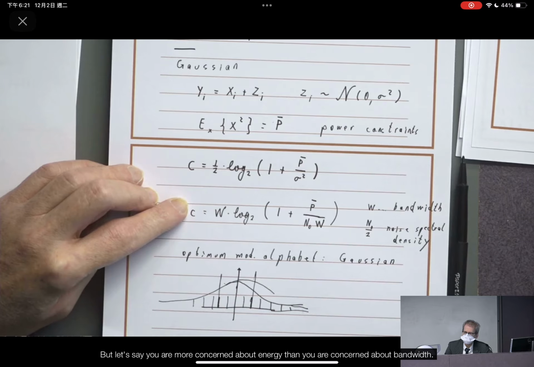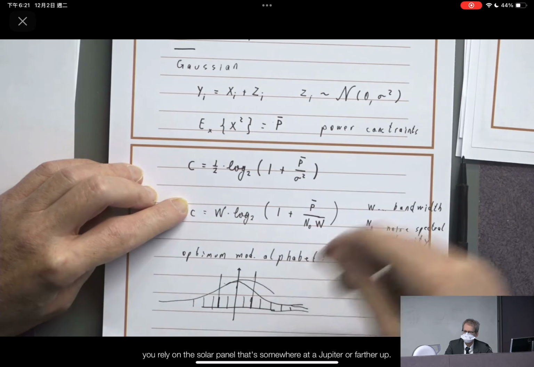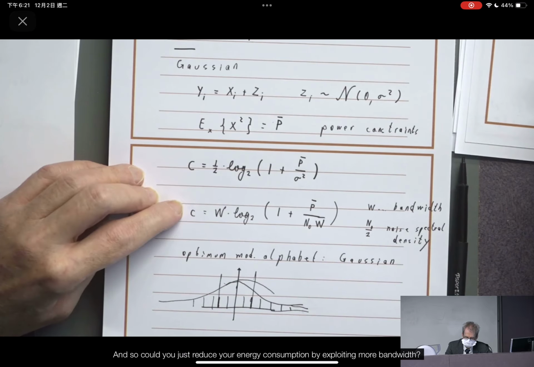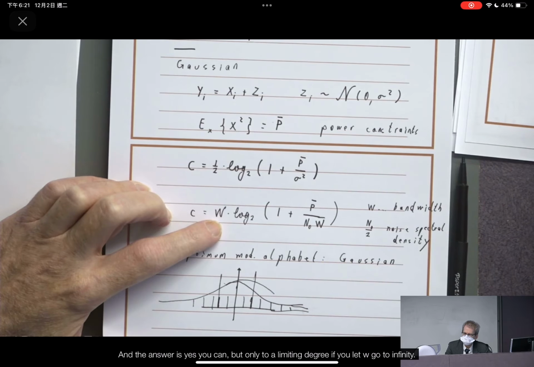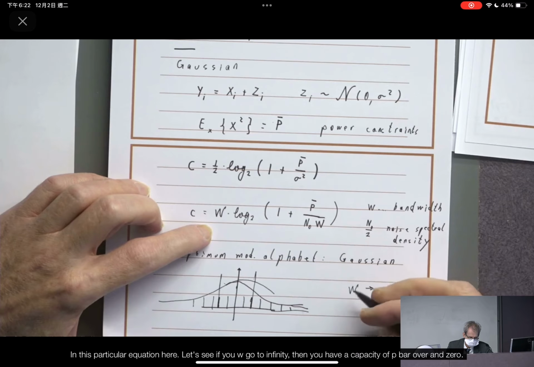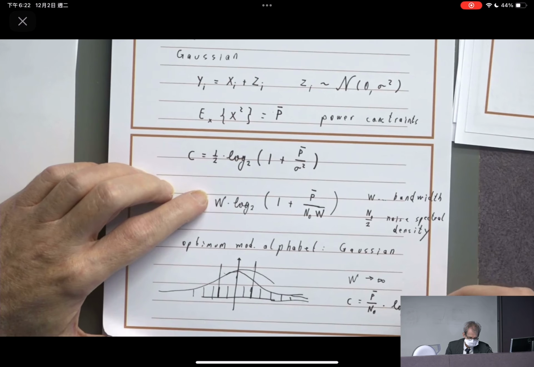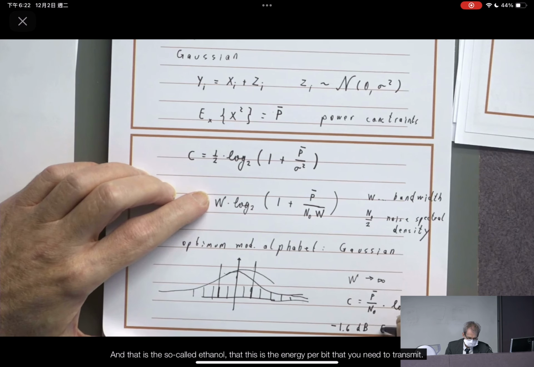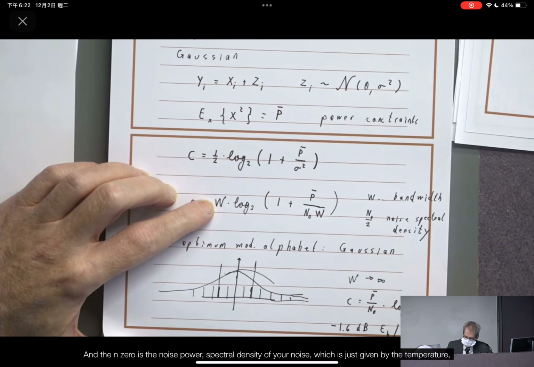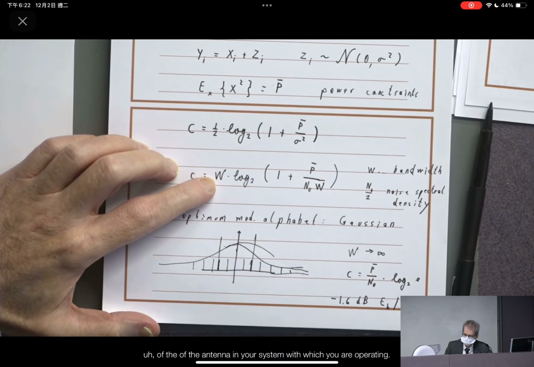But let's say you're more concerned about energy than you're concerned about bandwidth. Let's say you have a deep space probe and you want to transmit bits with as little energy consumption as possible because you rely on a solar panel that's somewhere at Jupiter or farther out. And so could you just reduce your energy consumption by exploiting more bandwidth? And the answer is yes, you can, but only to a limiting degree. If you let W go to infinity in this particular equation, then you have a capacity of P bar over N0 times the log 2 of e. And that is about minus 1.6 dB, and that is the so-called Eb/N0. This is the energy per bit that you need to transmit, and the N0 is the noise power spectral density of your noise, which is just given by the temperature of the antenna and of your system with which you're operating. And so this is a fundamental limit beyond which you cannot go.